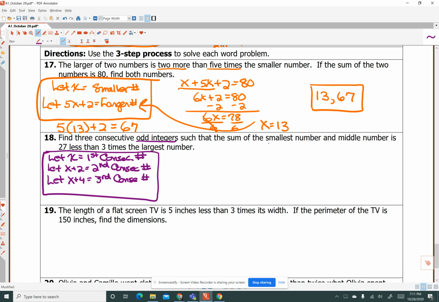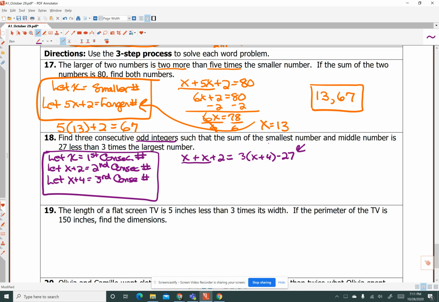So the smallest is x. The middle is x plus 2, is 27 less than 3 times the largest. Well, 3 times the largest is 3 times x plus 4, but then it says 27 less. So there's our problem right there. I think once you've set it up, it gets a little easier.